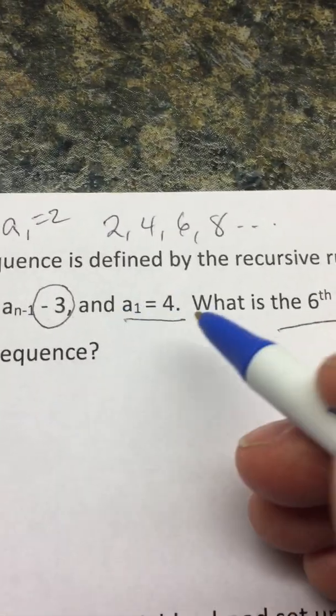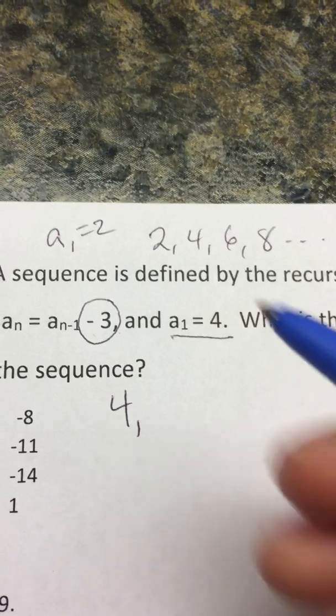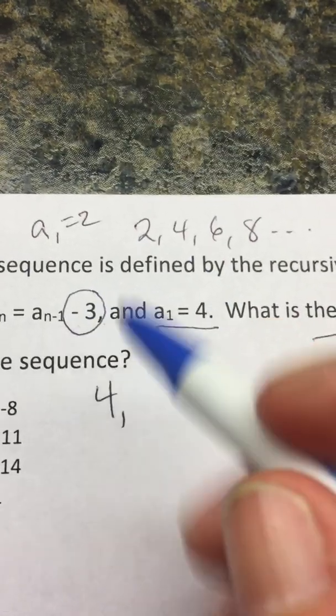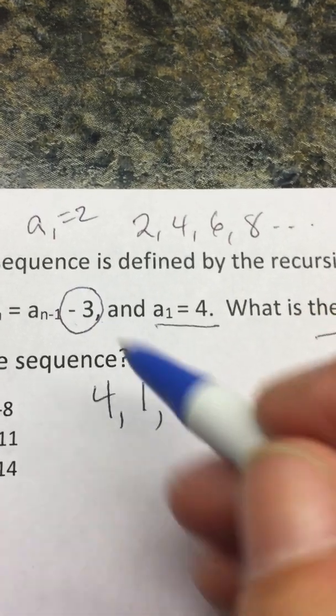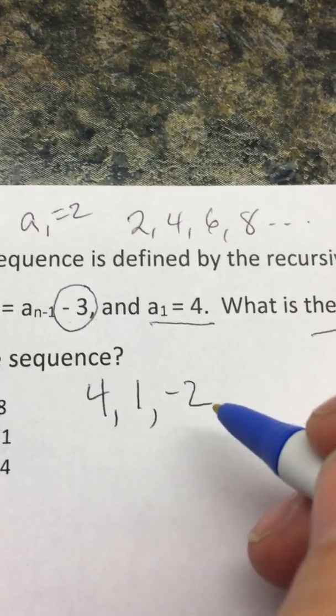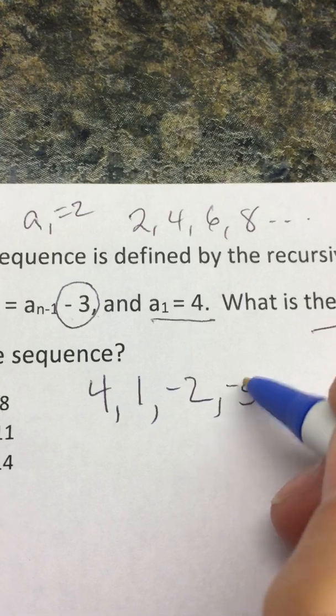What was the very first term? 4. So here's 4, comma. What math are we doing? Subtract 3. 4 minus 3 is 1. 1 minus 3, just put these in the calculator. 1 minus 3 is negative 2. Negative 2 minus 3 is negative 5.